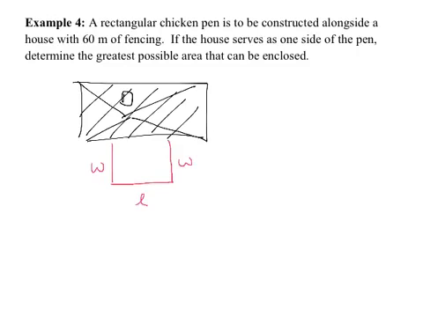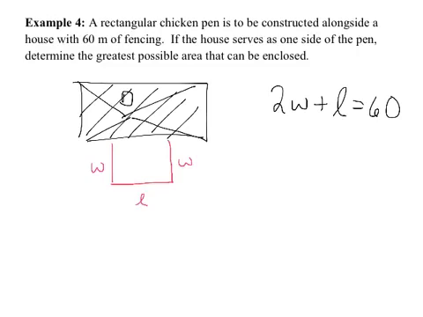Let's take a look. We know that there's how much fencing? 60 meters. So what equation would you get then? W plus L equals 60. That's right. 2 widths and a length equals 60. It's the amount of fencing we have in length.